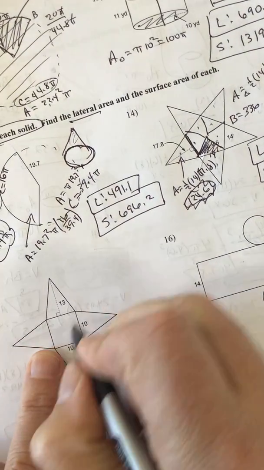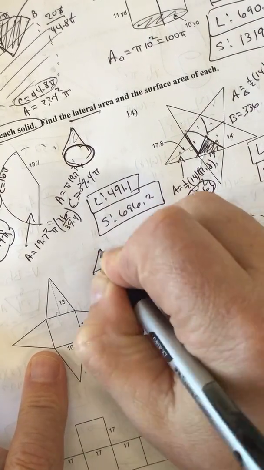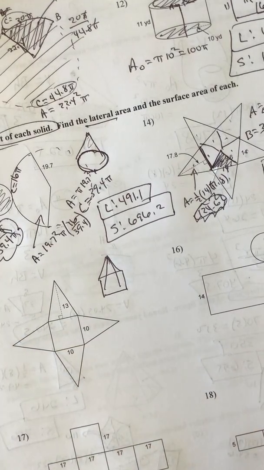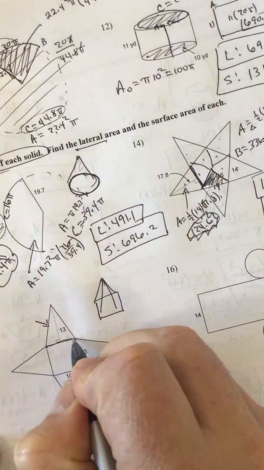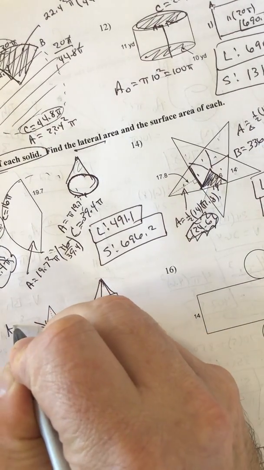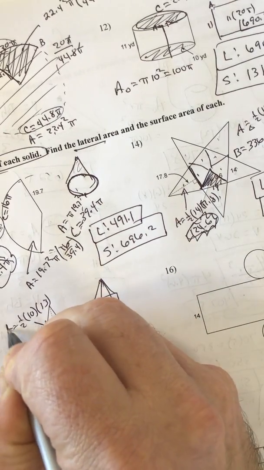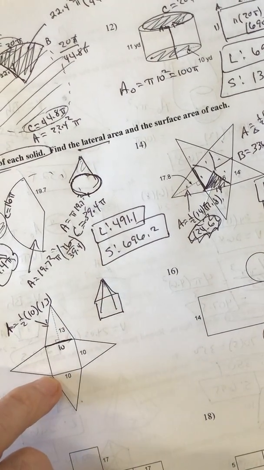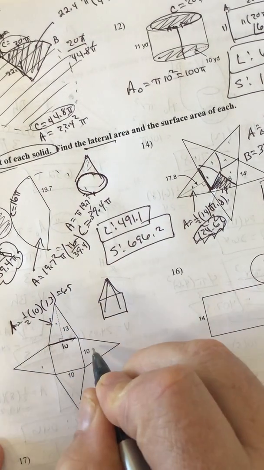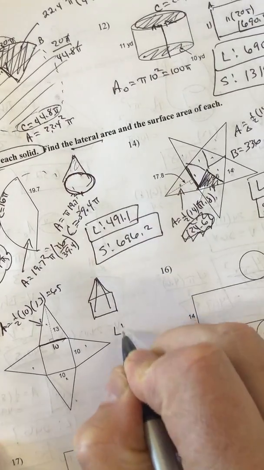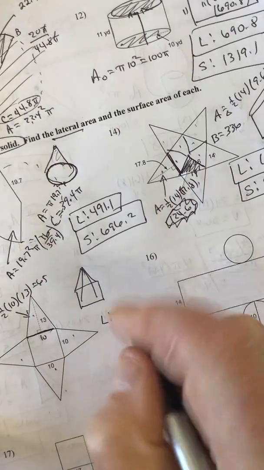Okay, number 5, this is just a square going up to a pyramid. So there's the drawing of that one. Okay, how about I get the area of just this triangle? It's got a base of 10 with a height of 13. So the area of that is 1/2 base times height. So 5 times 13 is 65. So this one is 65, this one is 65, 65, and 65. So the lateral surface area is 65 times 5, 325.